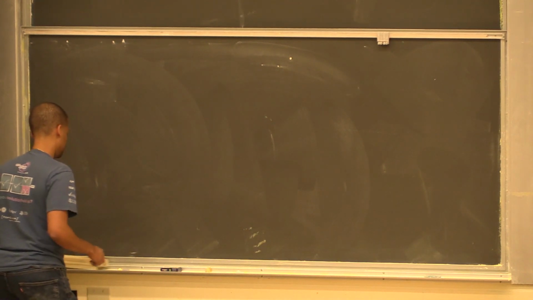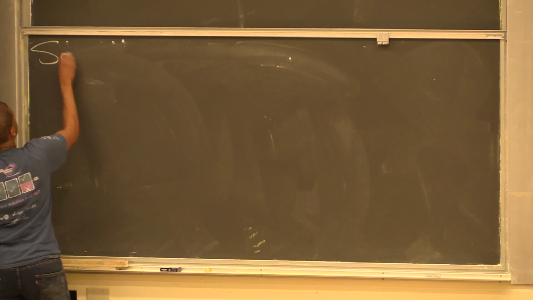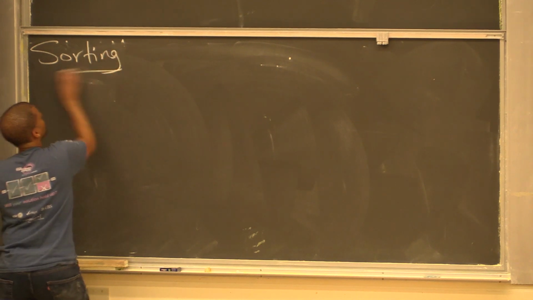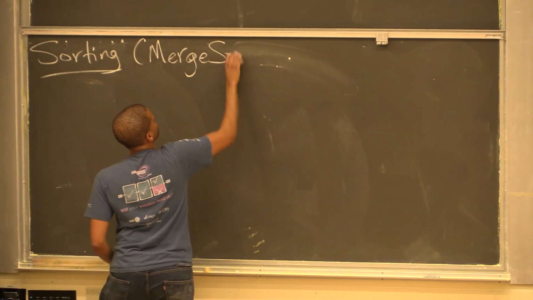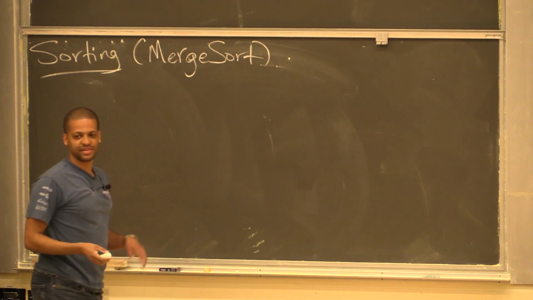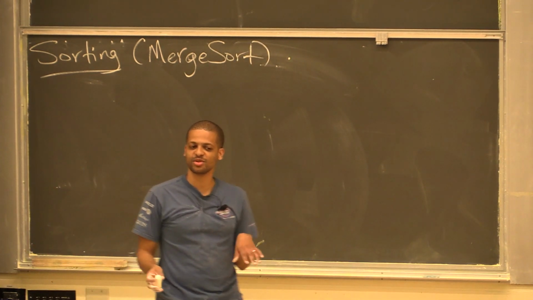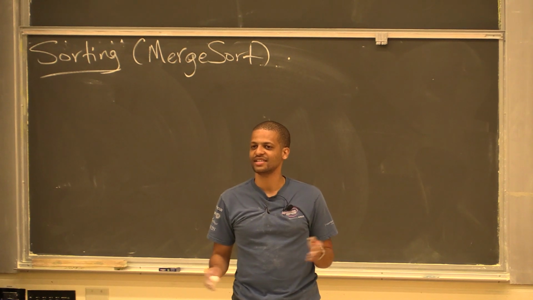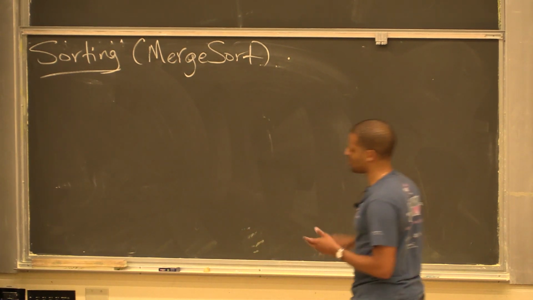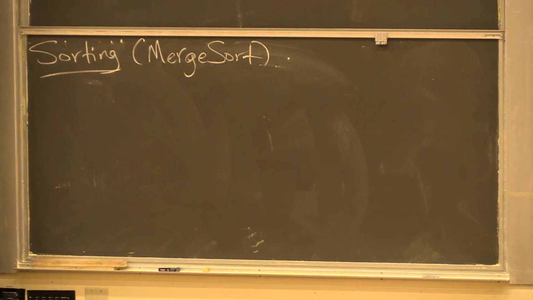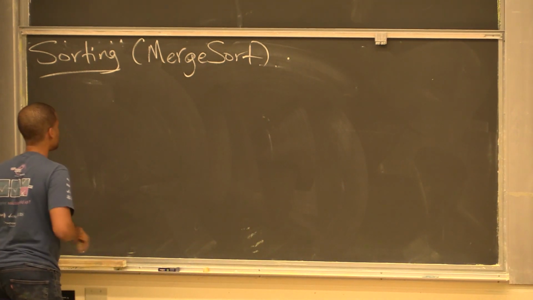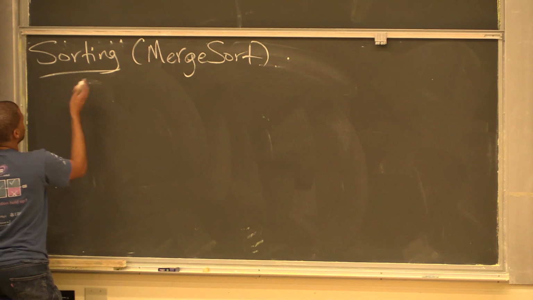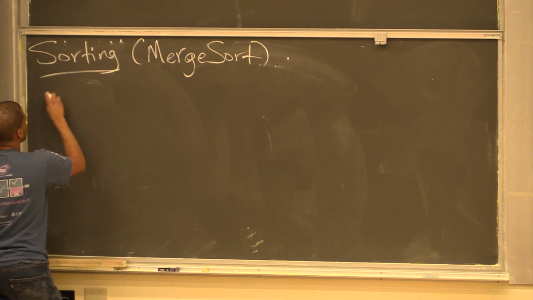So sorting, and specifically merge sort. I believe everyone here should have seen merge sort in 61B. Is that right? Okay. I'll just make sure that we're all refreshed on what it is. So merge sort, the idea is you have some array A.